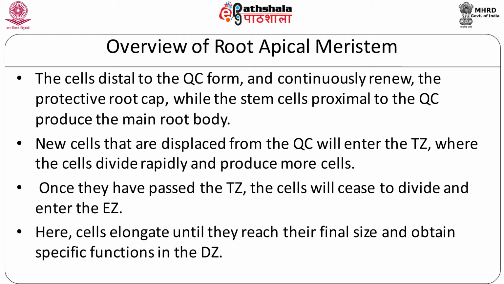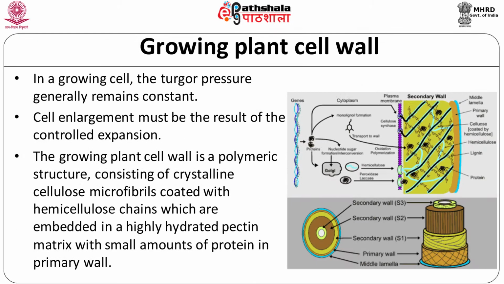New cells displaced from the quiescent area will no longer be maintained in a stem cell state, and they enter into a transition zone where the cells divide rapidly and produce more cells. Once they pass the transition zone, the root cells cease to divide and enter the elongation zone. Here, the cells elongate until they reach their final size and obtain specific functions in the differentiated zone. In a growing cell, turgor pressure generally remains constant.